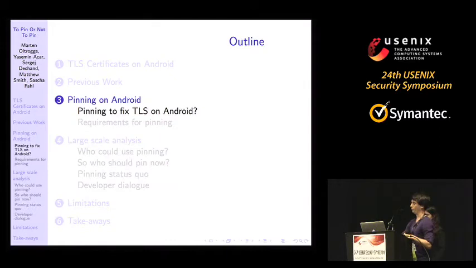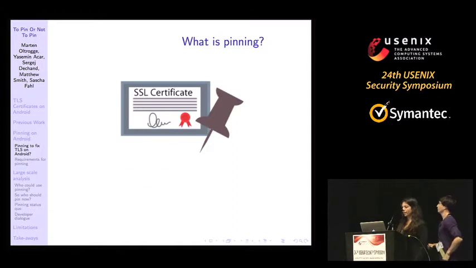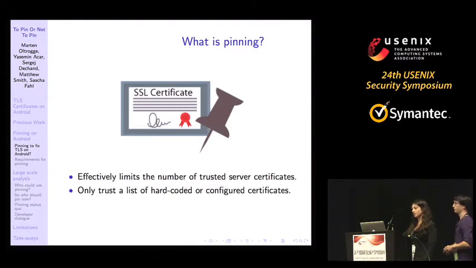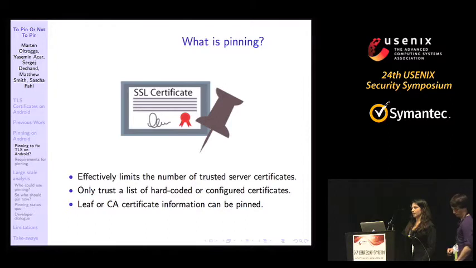We will now give a brief introduction of pinning on Android. So what is pinning? When you pin, you effectively limit the number of trusted server certificates for your connections. You will then only trust a list of hard-coded or configured certificates, and you can either pin leaf certificate information or CA certificate information. You would want to pin leaf certificate information if you, for example, operate one self-signed certificate and you want to use that. And you might want to pin CA information if you, for example, want to trust a specific CA, or if your company runs a custom CA.